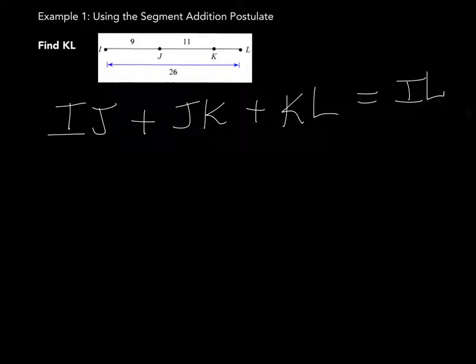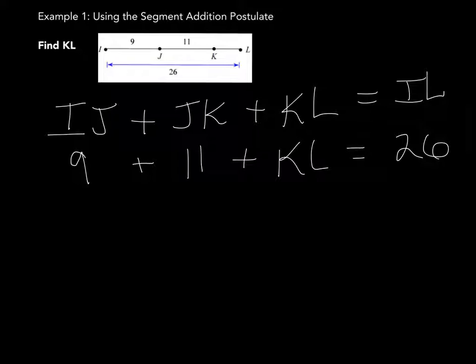All right, now we just want to fill in the information that we know. So we know the length of IJ is 9. We know the length of JK is 11. We don't know KL yet, so I'm just going to leave KL in our equation. And we know that's all equal to the entire length, which is 26.